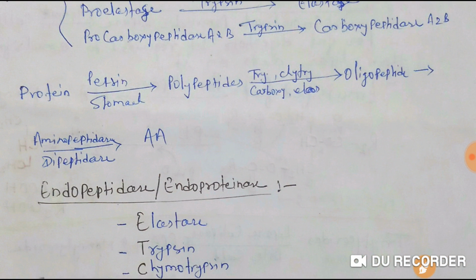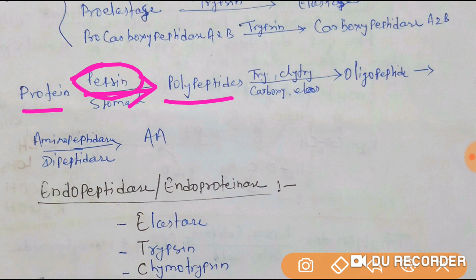Here the protein is digested in the stomach by pepsin to polypeptide, and after that trypsin, chymotrypsin, carboxypeptidase, and elastase convert it to oligopeptide. Here the oligopeptide gets broken into simple amino acids by aminopeptidase or dipeptidase.